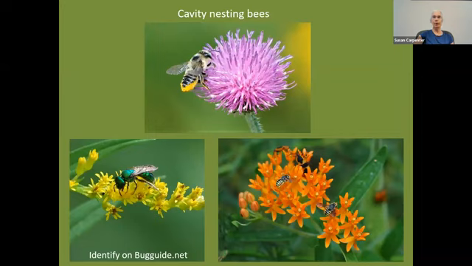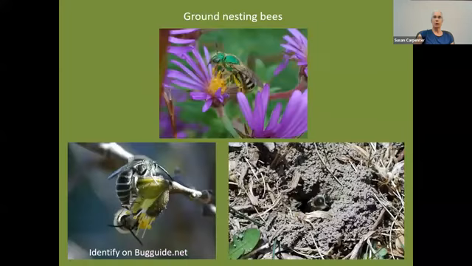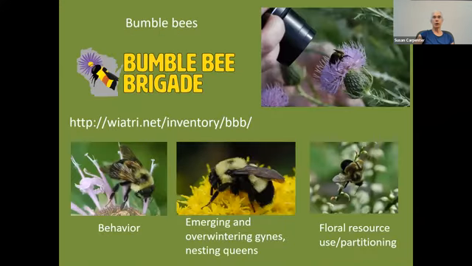These are some of the cavity nesting bees. We have 500 species of bees in Wisconsin, so there's lots of bees you'll find on your flowers. These are ground nesting bees. They are solitary bees, but they provision their eggs underground. So all the bees are collecting pollen and feeding those to their young.